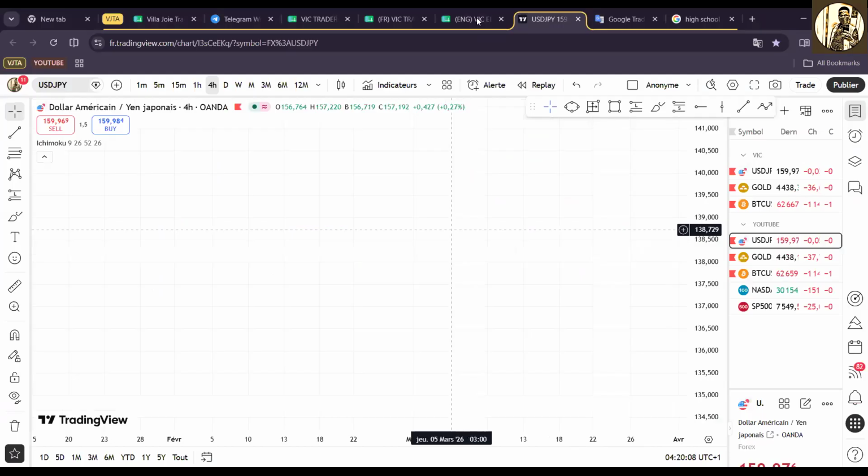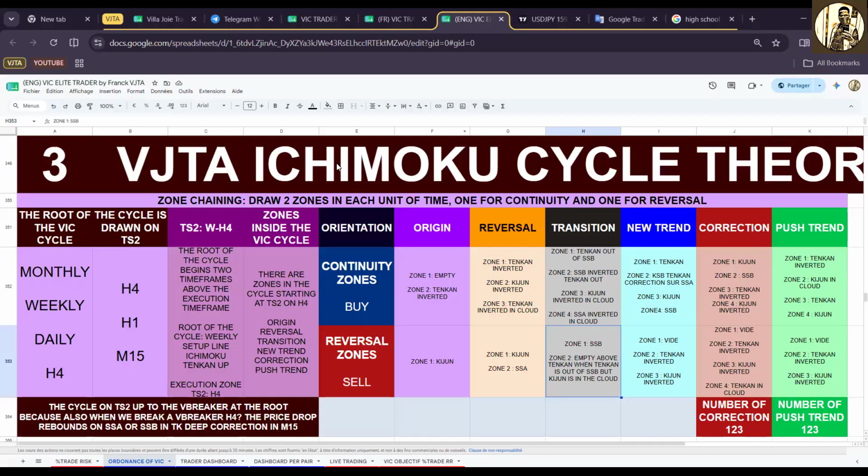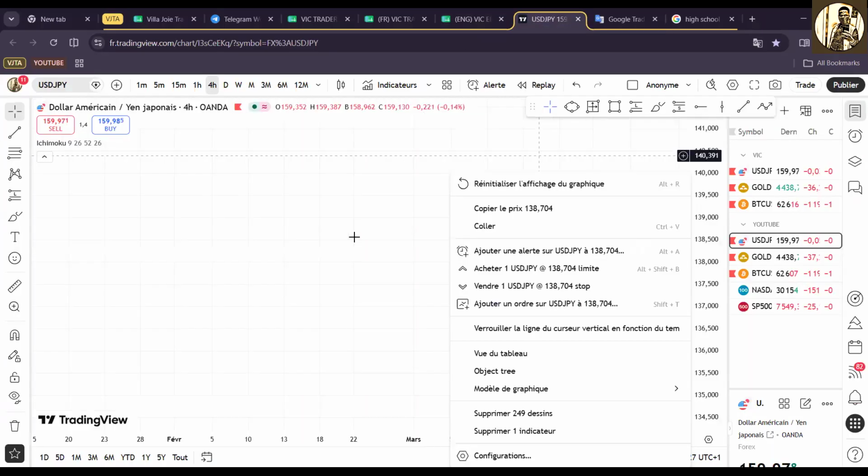The Vjta Ichimoku cycle theory. The Vjta Ichimoku cycle theory is about zone chaining. You need to draw two zones in each time frame, one zone for continuity, one for reversal. What do I mean by that?